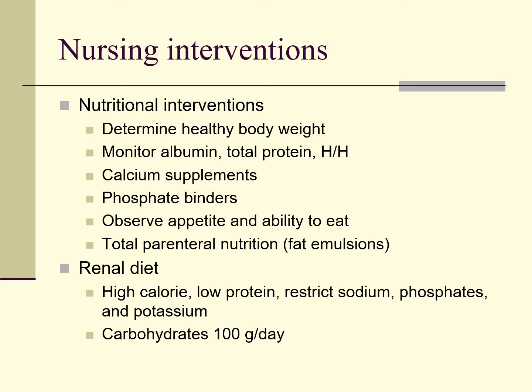And again, if we're avoiding the proteins, then they would be using the different fat emulsions for a lot of energy and also the carbohydrates. So in general, here's the renal diet. They need enough calories for healing. They need low protein to reduce the nitrogenous wastes. We do restrict the sodium and phosphates and potassium, and their carbohydrates should be about 100 a day. And here's a visual for you.